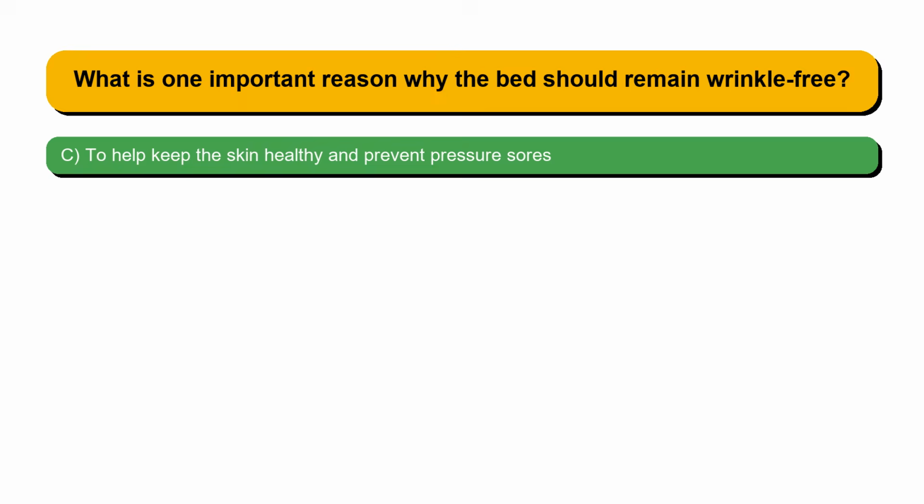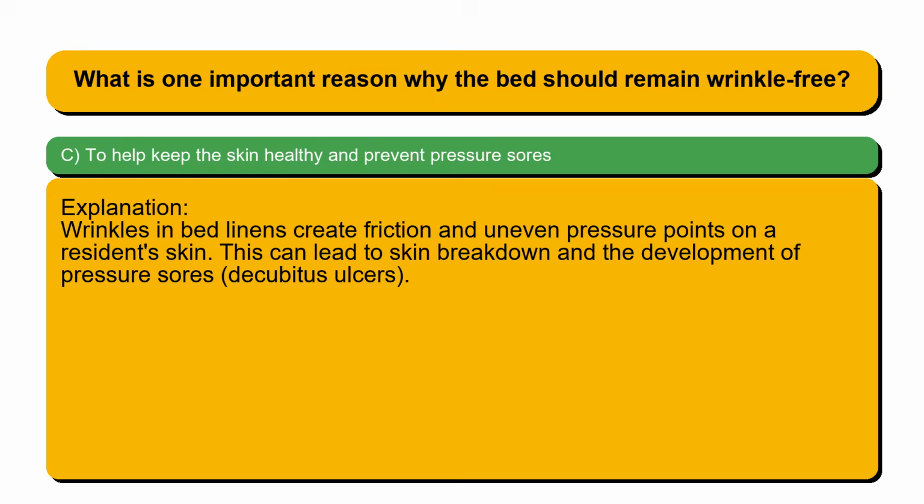The correct answer is option C, to help keep the skin healthy and prevent pressure sores. Wrinkles in bed linens create friction and uneven pressure points on a resident's skin. This can lead to skin breakdown and the development of pressure sores, decubitus ulcers.